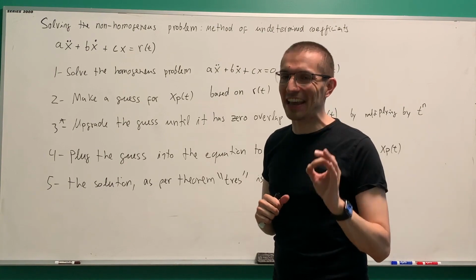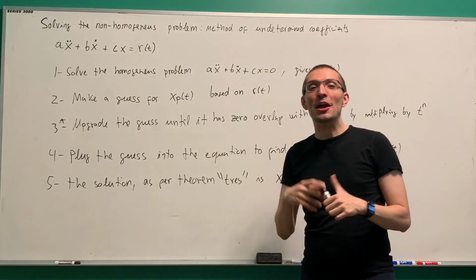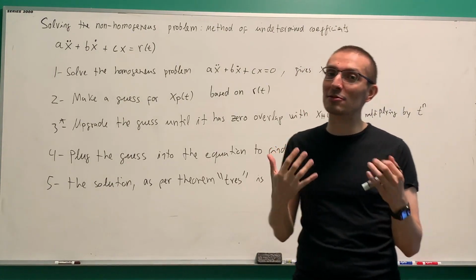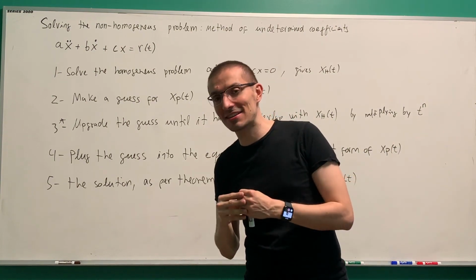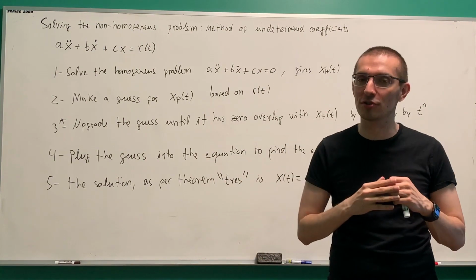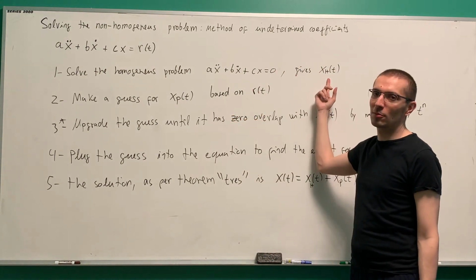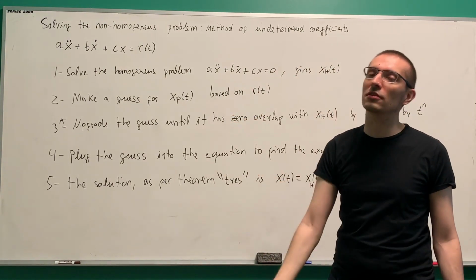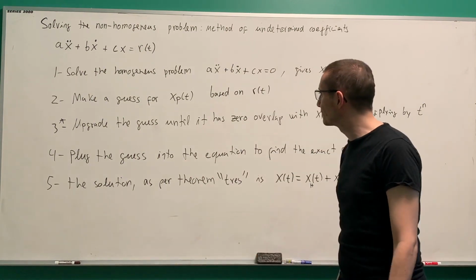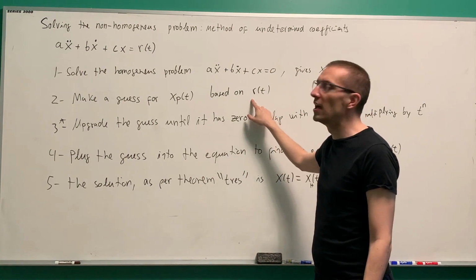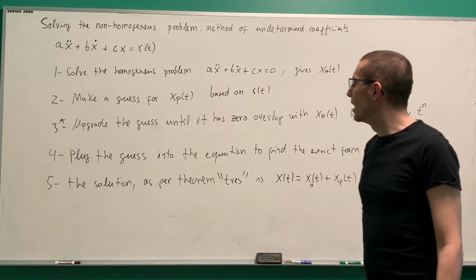Well, by making a guess. That's right. We're gonna learn some algorithms to make really well-educated guesses as to what a particular solution could be. We just need to find one. The moment we find one, we add it to the homogeneous solution and we get the general solution of the non-homogeneous problem. Okay? So we make a guess and we're gonna learn how to make those guesses.